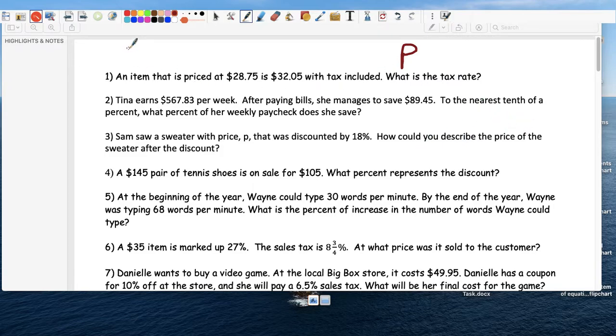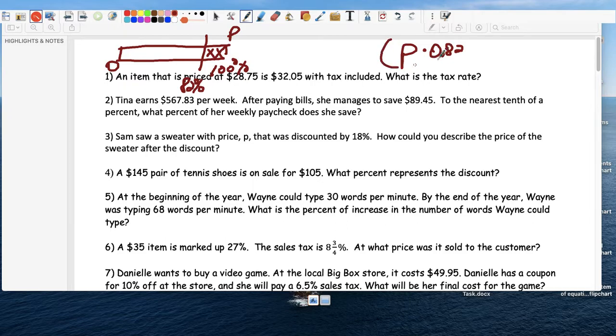Well, think about this, a bar model comes in handy, 0 to 100%. I'm responsible right now for the price of the sweater, which we'll call P. With a discount of 18%, we're going to take 10% away, and we're going to take 8% away. So that's 18%, which leaves me with 82%. I'm responsible for 82% of the sweater. So I could write it as P, the price of the sweater, times 0.82. So this could describe the price of the sweater. Okay.